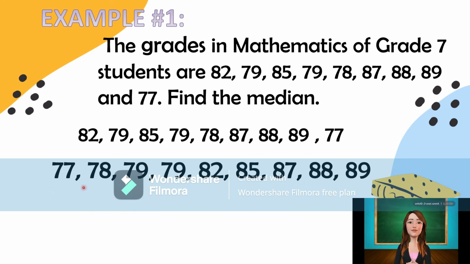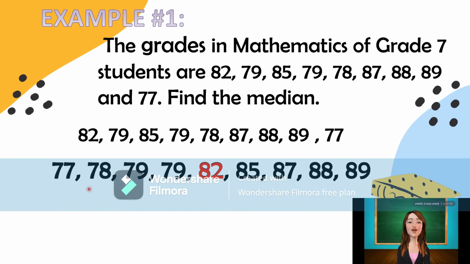Now, who can give me the middle number? Okay, who wants to answer? The middle number. Okay, the middle number is 82. Correct. So, our middle number is 82. So, 82, since it is the middle number, this will be our median.